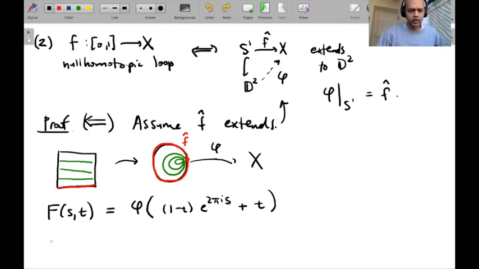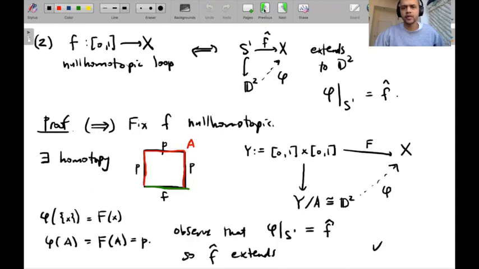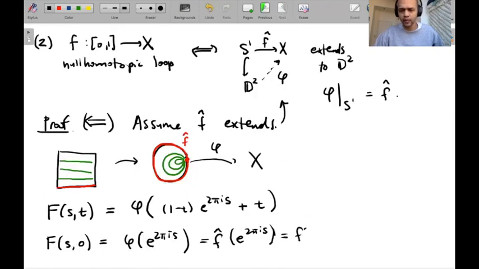Right, so let's just check that this does what we want. So F at time 0 is phi of, this term vanishes here, and we're left with e to the 2 pi I s. So this is on the boundary of the disk, and so this is f hat of e to the 2 pi I s. And remember how f hat is defined. F hat is defined like this. And so its value is f of s. Okay, so at time 0, we're just doing f.